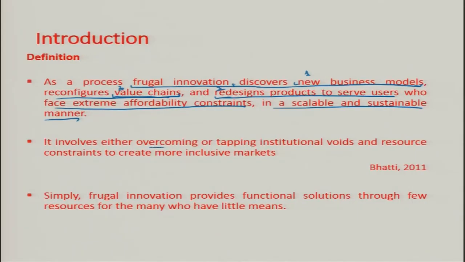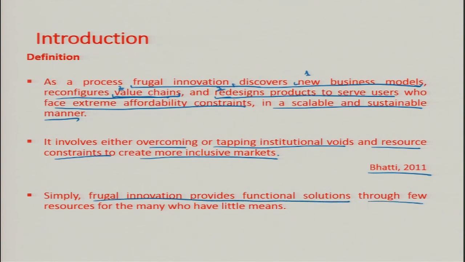Okay. So, it involves either overcoming or tapping institutional voids and resource constraints to create more inclusive markets. This is the definition given by Bhatti in 2011. Simply, frugal innovation provides functional solutions through few resources for the many who have little means.